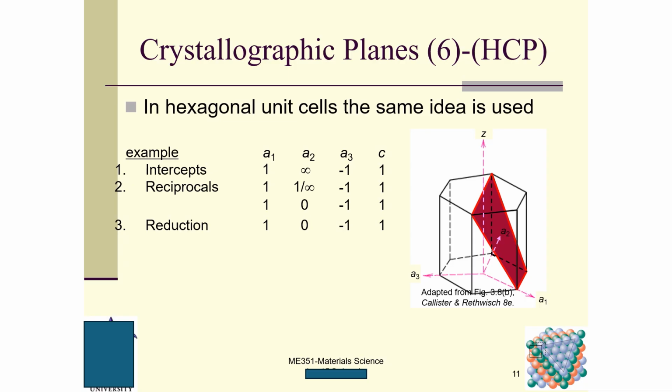The axis here. So reciprocals, and then with reduction we have 1 0 -1 1. Middle braces indices, for a minus number, we just put a bar on it, on the absolute number.